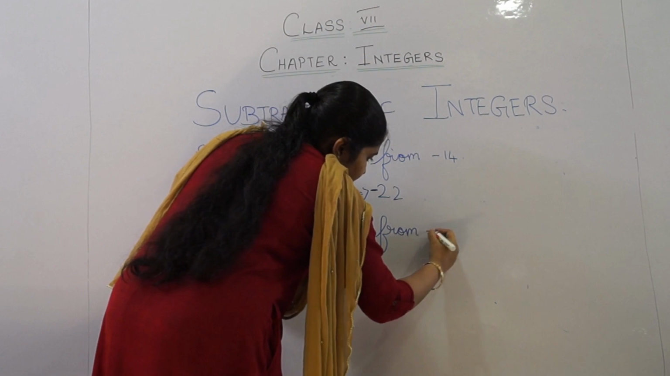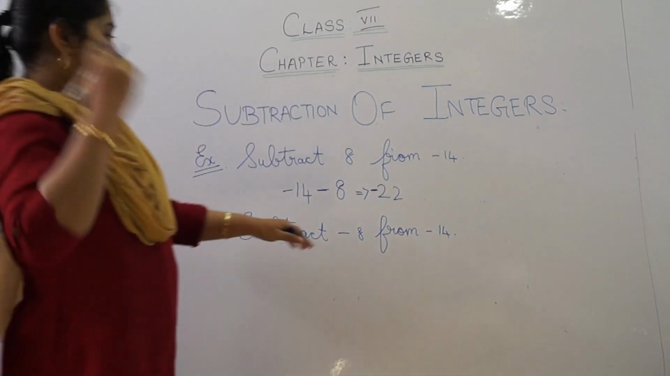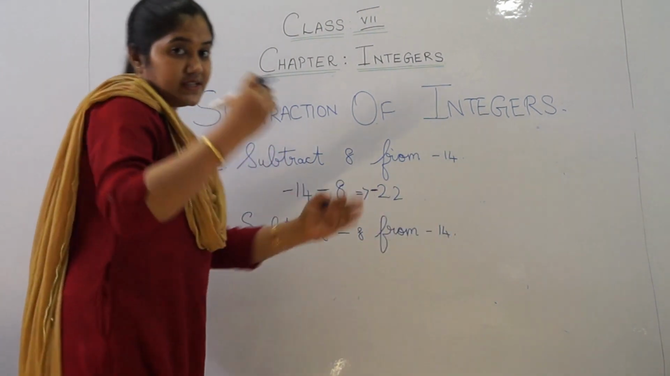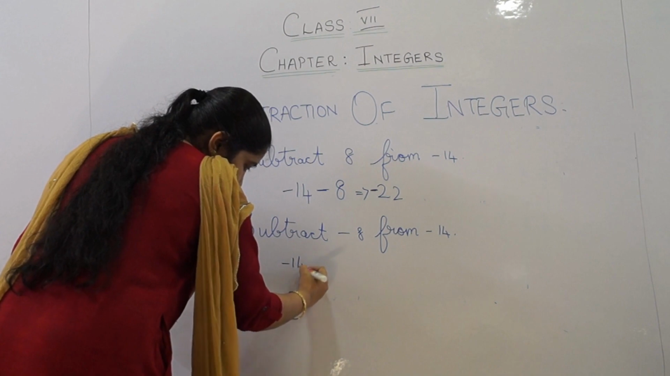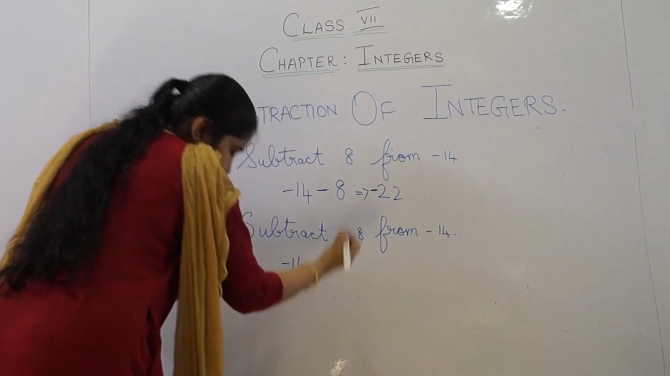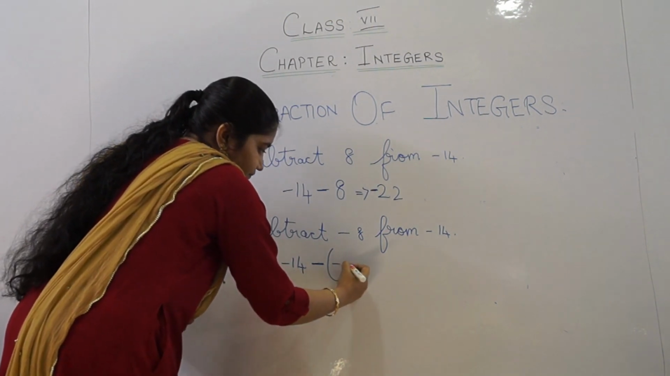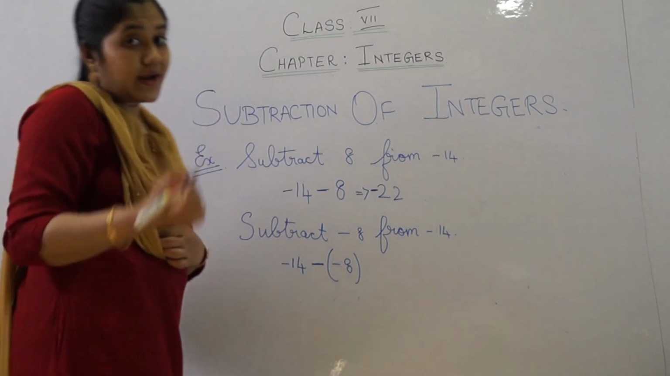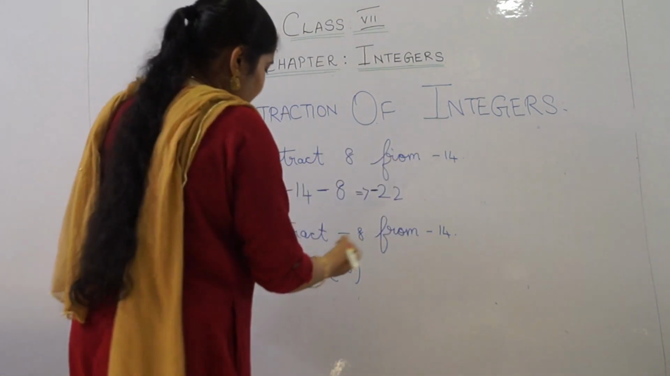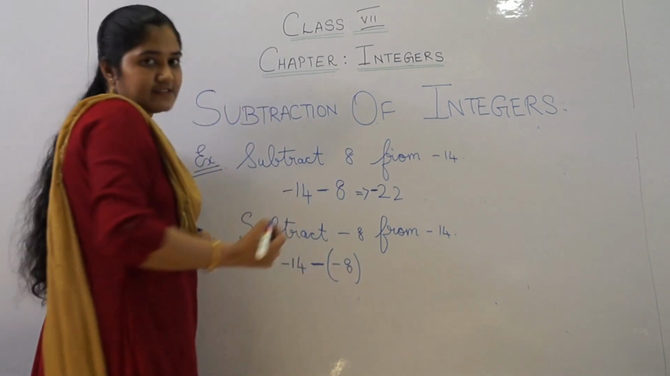Okay, from minus 14. So now from minus 14, that is minus 14 again is going to be my donor. From this I need to subtract, that is a minus sign, I need to subtract minus 8. Okay, yes. So now what happens in this question? There is a small twist. I have to subtract minus 8 from this minus 14.